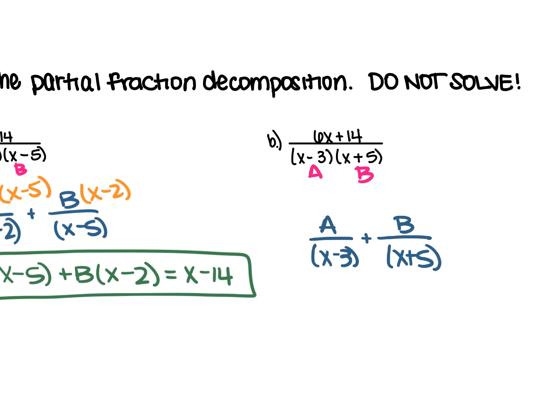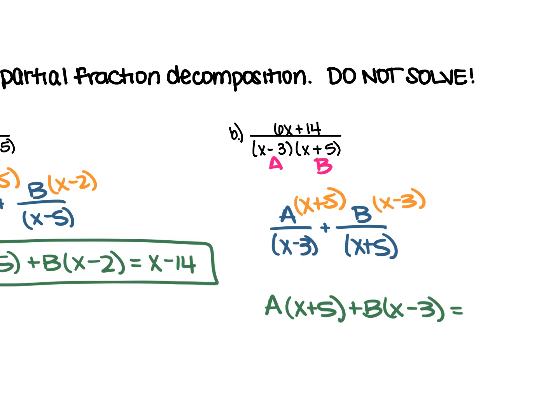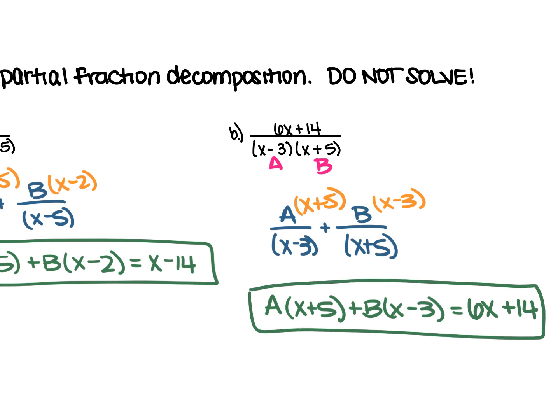Your A over x minus 3 doesn't have the x plus 5, so multiply A by x plus 5. B over x plus 5 doesn't have the x minus 3, so multiply the B by x minus 3. This is going to leave you with A times x plus 5 plus B times x minus 3 is equal to the numerator that you started with, which is 6x plus 14.